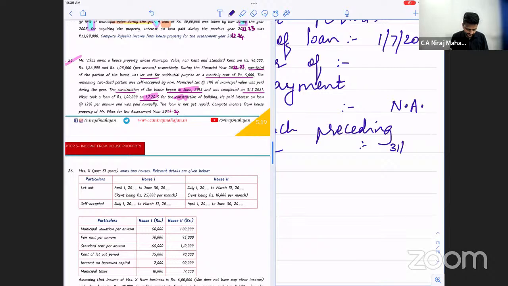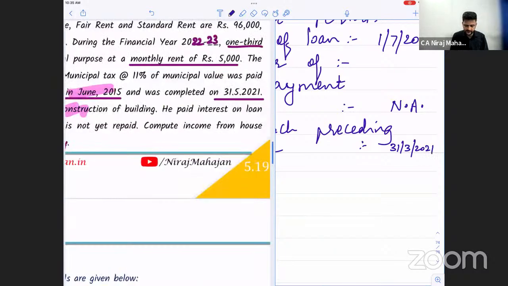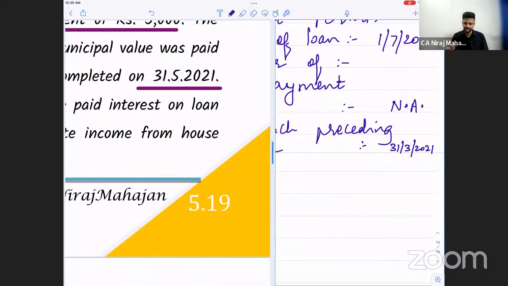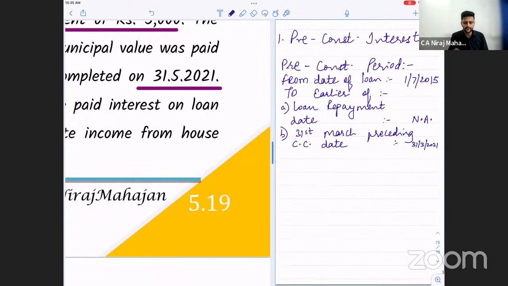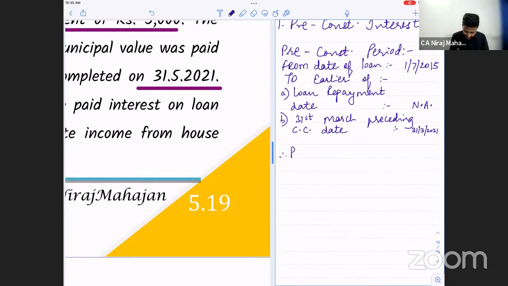March 31st, 21. Correct earlier, all of you? Because construction was completed on 31st May 21, so 31st March before that. Clear? Calculate the period now. Therefore, period is how many months. Now check, pay attention. You want July onwards? It's a very simple calculation I'm telling you.